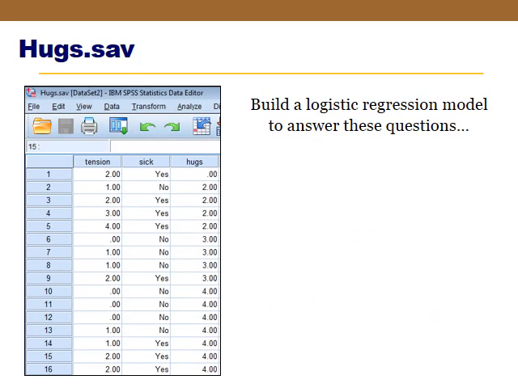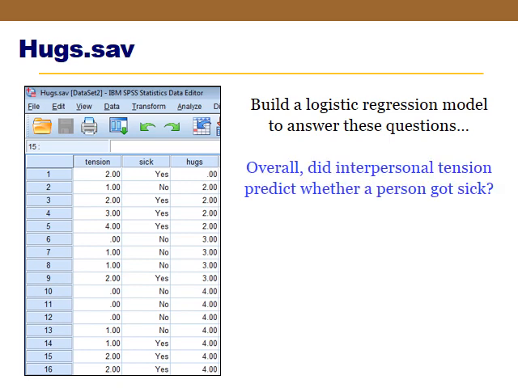So here's our data file. For each person, we know their stress score, which again is operationalized as the number of days in the past 2 weeks where they experienced interpersonal tension. We know whether they got sick or not when they were exposed to the germ. So this is going to be our binary outcome variable in this logistic regression. And we have our moderator, which is the number of times in the past 2 weeks that they've gotten a hug from someone.